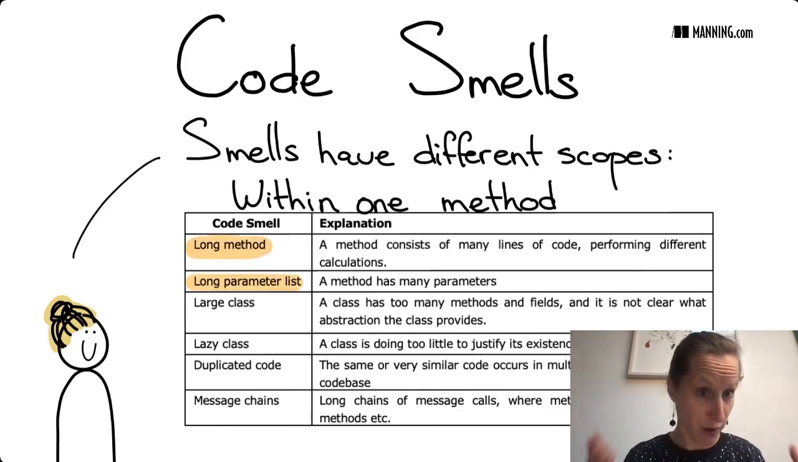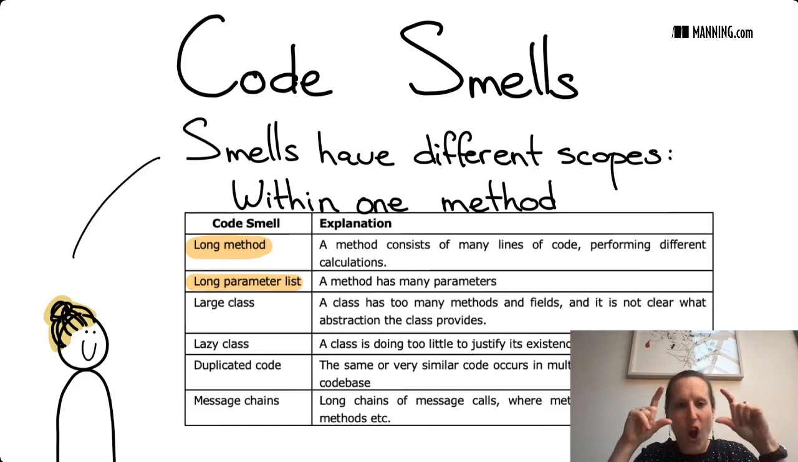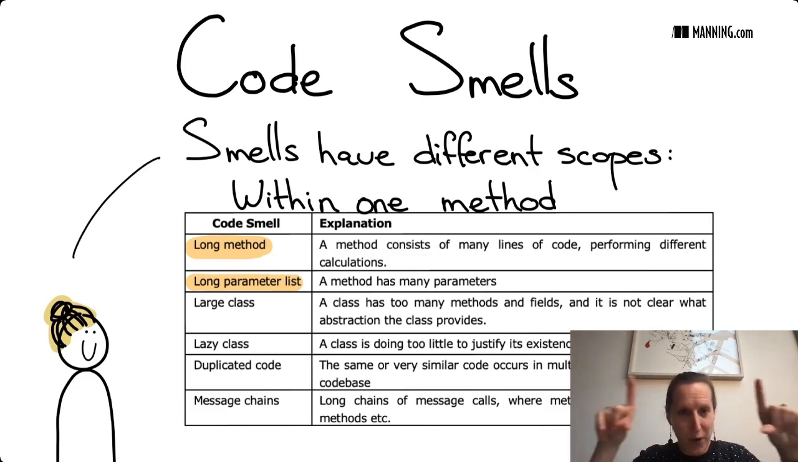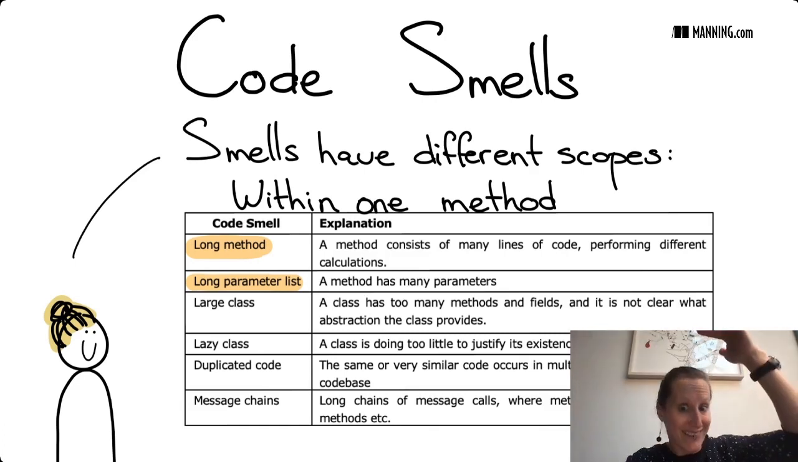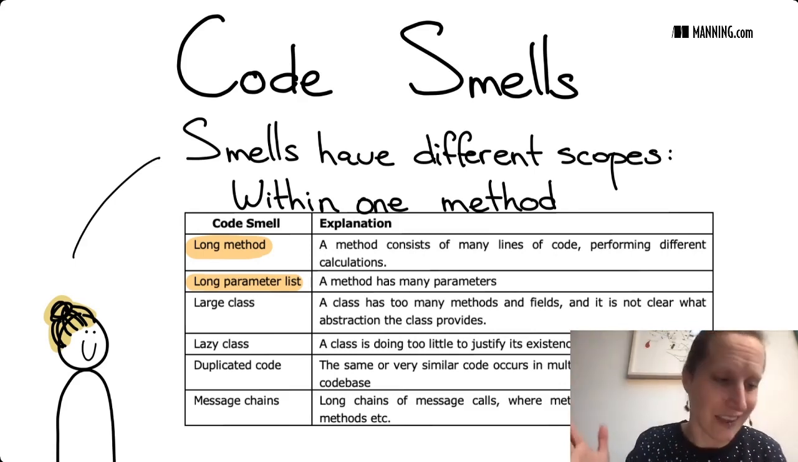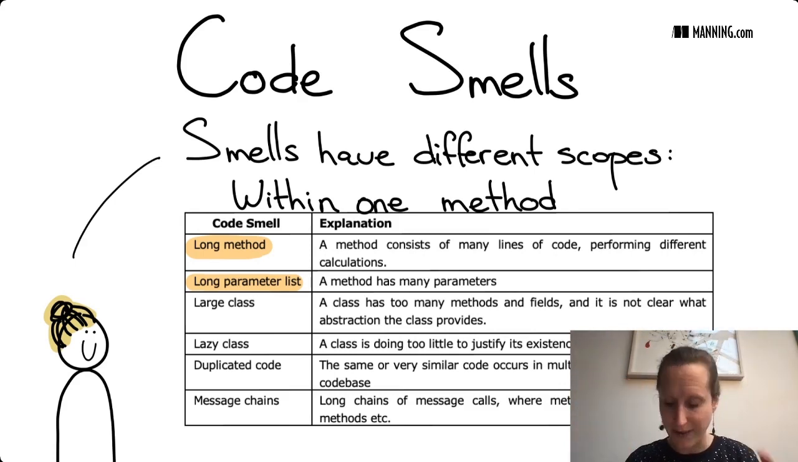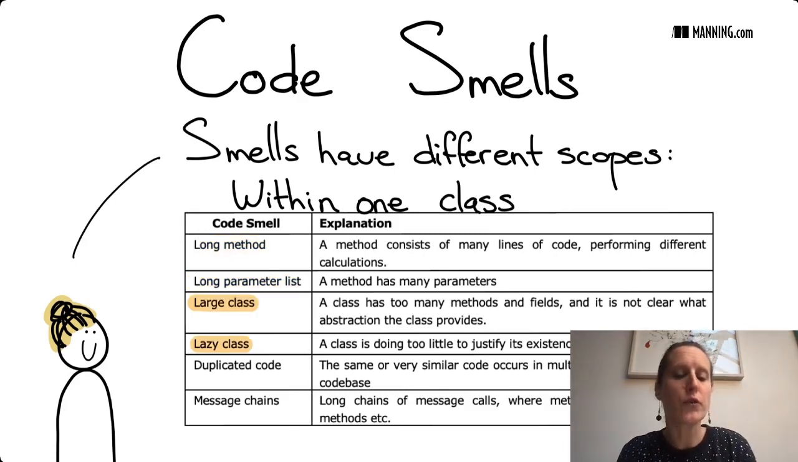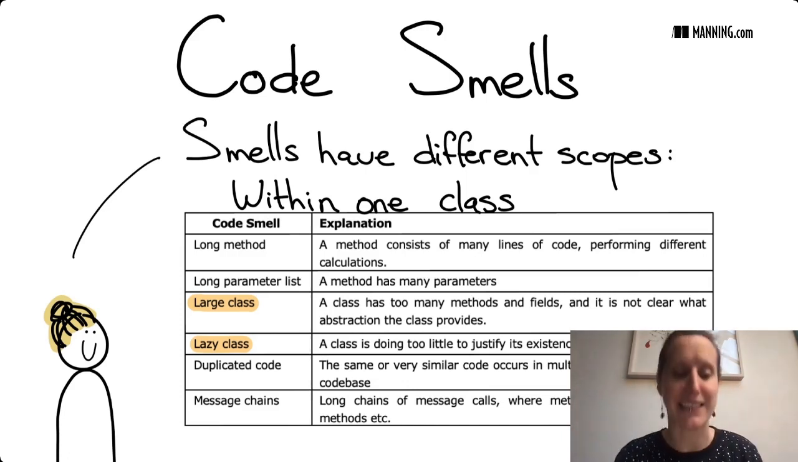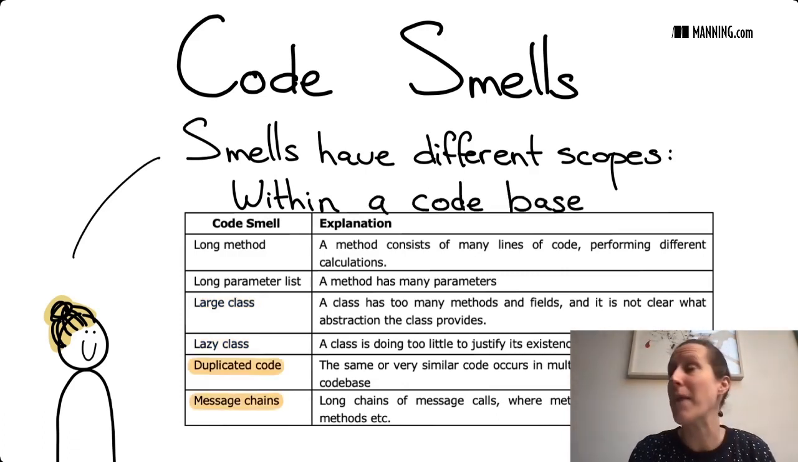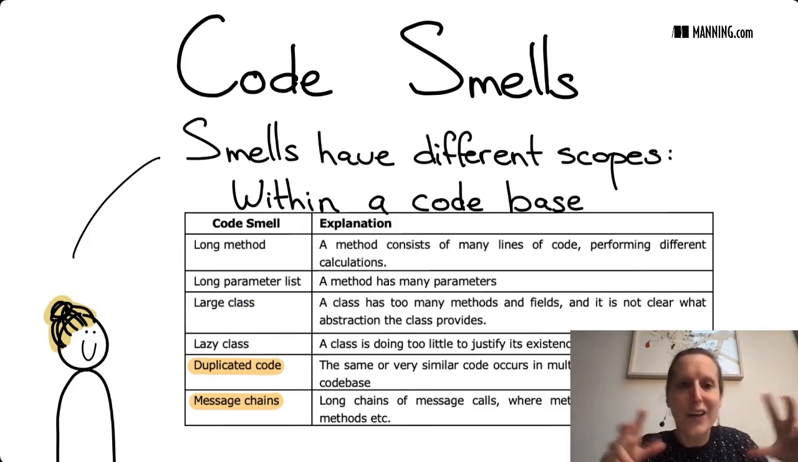Some code smells in this small set of the catalog, like long method and long parameter list, are method level smells. So they only occur within a method. I can look at a method and decide whether that's a long method or a short method, if I've set what I think is long or short. But this is very much the method scope. There are also smells in Fowler's repository that are at the class level. A large class is a class level smell. And then there are code smells, for example, like duplicated code and message chain, that exist at the code base level.